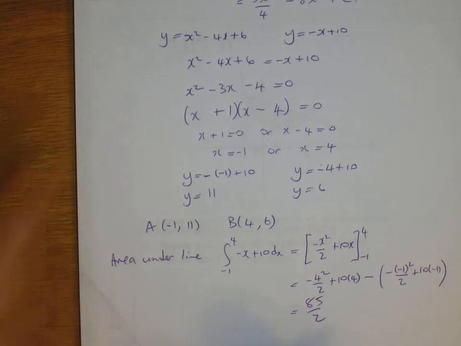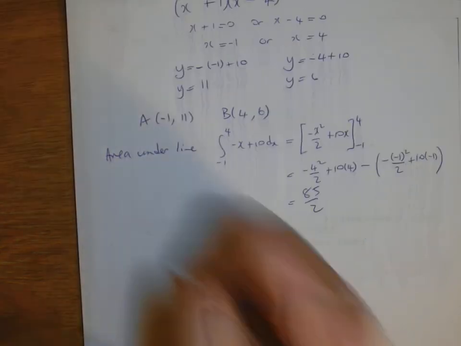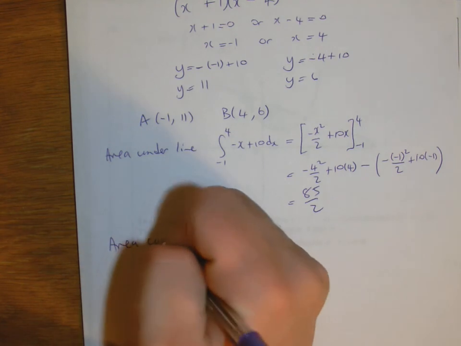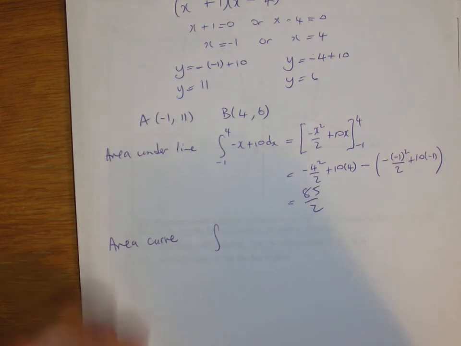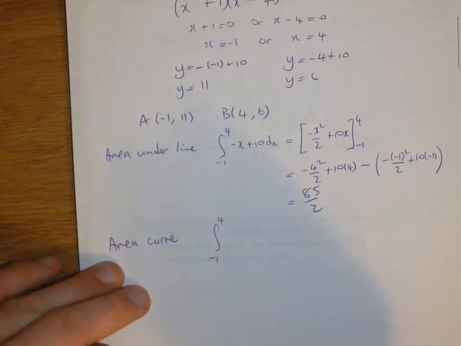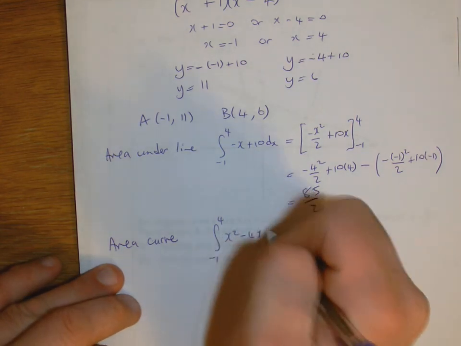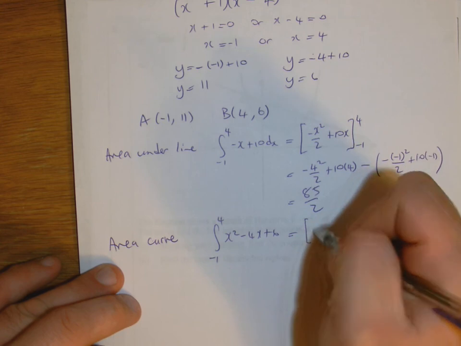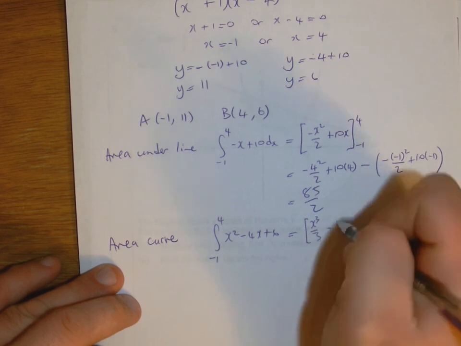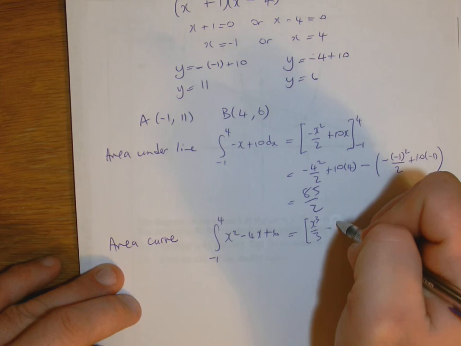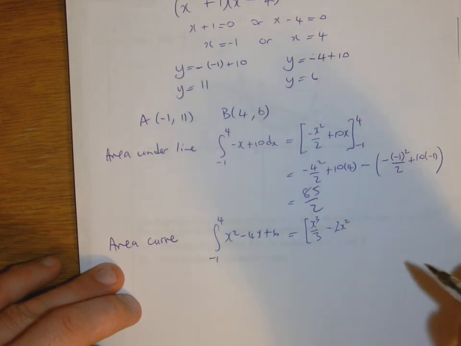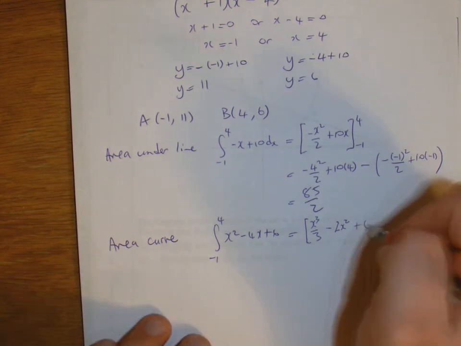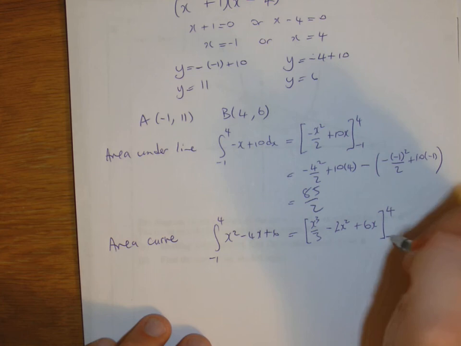If I do the same now, but this time for the area under the curve, then I can see what the shaded area is. So the area under the curve will be the integral between minus 1 and 4 of x squared minus 4x plus 6. So I need to now integrate that. I get x cubed over 3 minus 4x squared upon 2, which will simplify to 2x squared, plus then 6x. That'll be between 4 and minus 1.